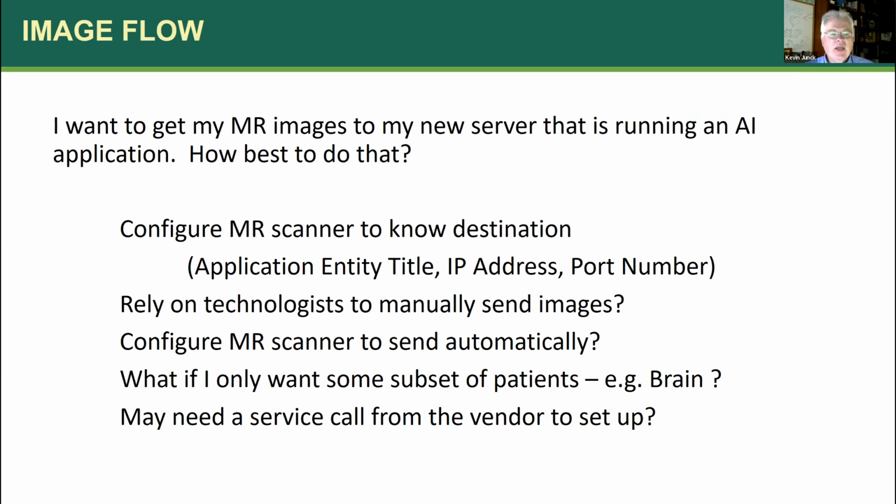You need to know the application entity title. That's kind of the name that other system is going to advertise, the actual IP address where that server is located, and what port number. We can talk on various different ports. So those are kind of the 3 common pieces that you need to know to get images from point A to point B.